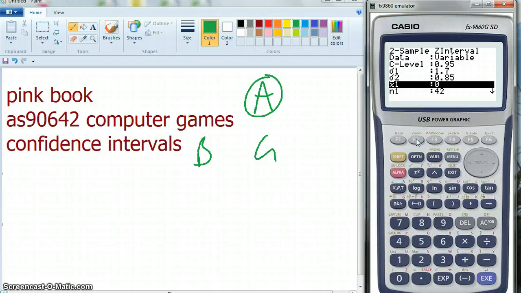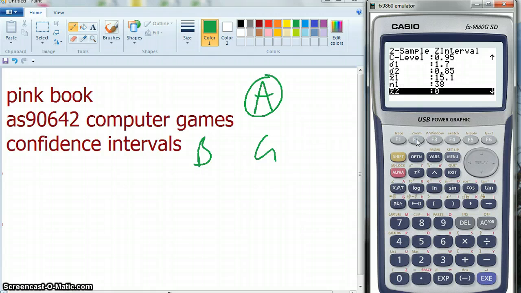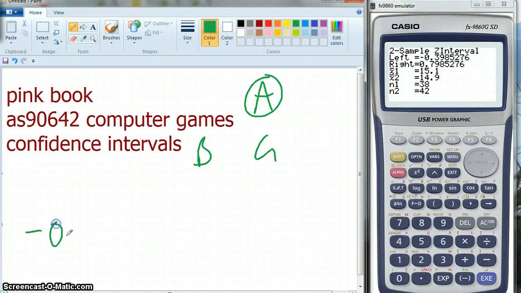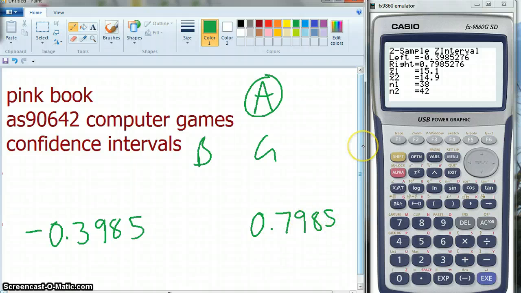0.85. What's the mean of the boys? 15.1. What is the number of boys? 38 was our sample size. What is the mean of the girls? And what is the number of girls? 42. So what do we end up with? We've got our negative 0.3985 and we've got 0.7985. Okay, that's fine.